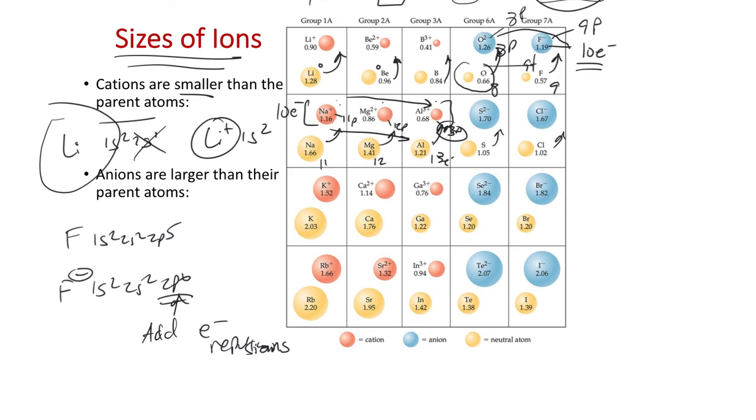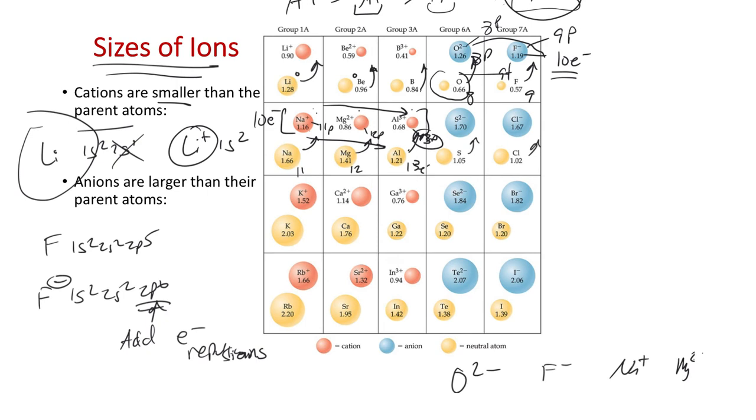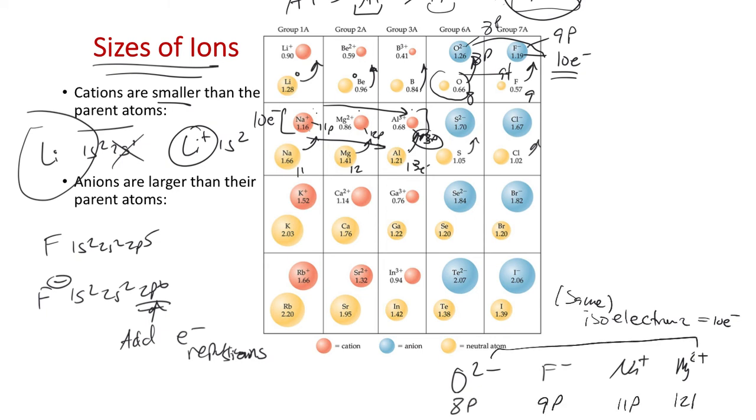So if we were comparing O2 minus with F minus with sodium plus with magnesium 2 plus, what we can do is notice that these are all isoelectronic, meaning they have the same number of electrons. So they have the same electron configuration. Iso just means same. And then we're just going from having 8 protons to 9 protons to 11 protons to 12 protons. And then our size is going to be biggest here, with fewer protons to hold in.